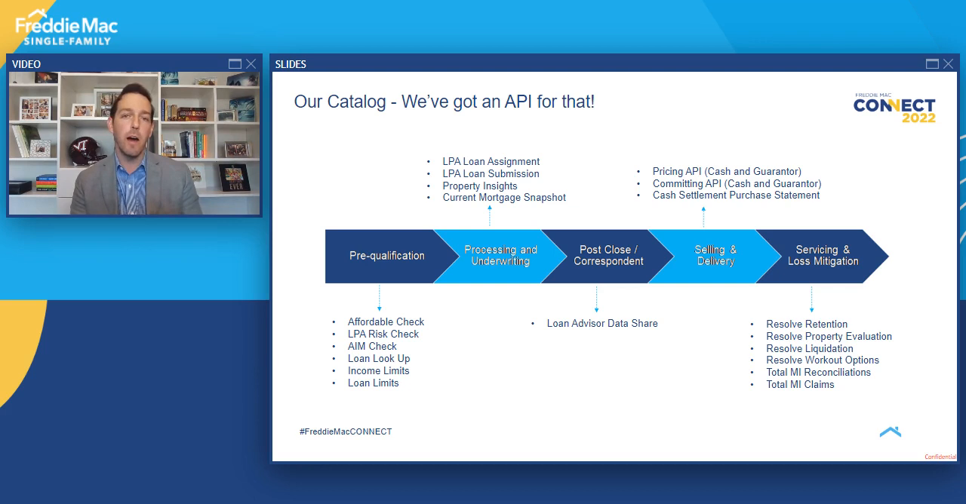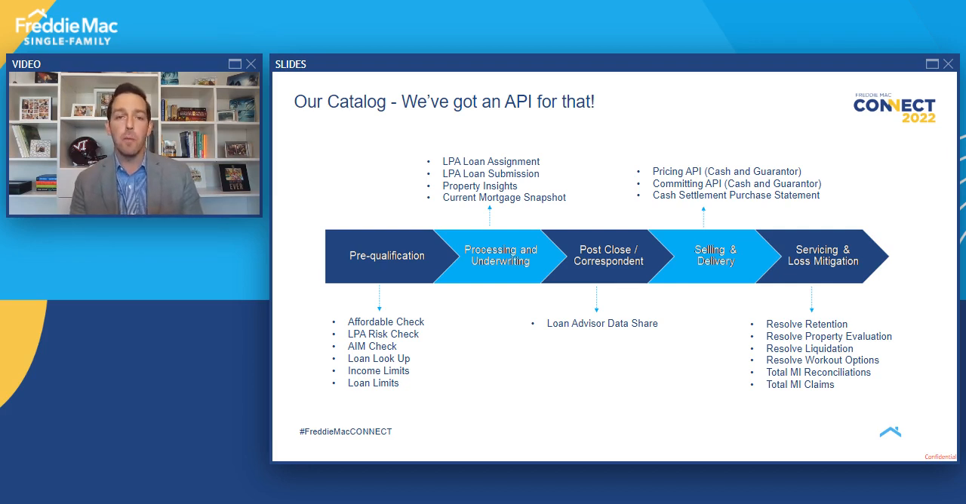Then the committing API obviously is the next step in the sequence. So you've got your pricing, you've determined that Freddie Mac is the investor of choice. Now you want to take out a contract and lock that loan with Freddie Mac. That's what the committing API is for. And that also works for both cash and guarantor.